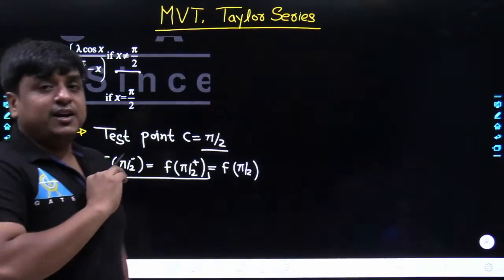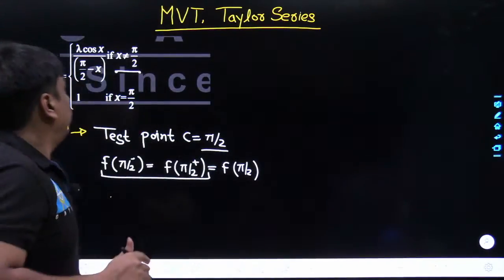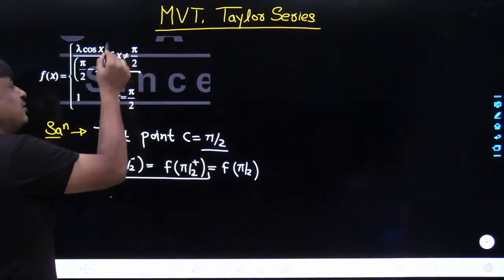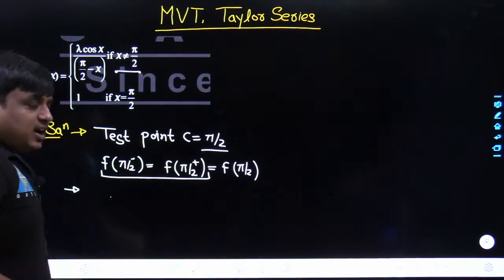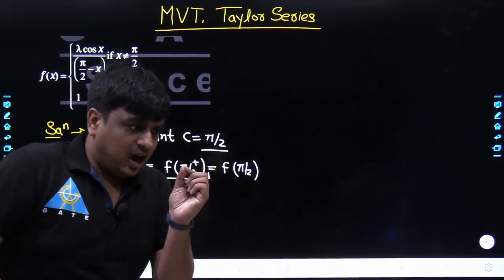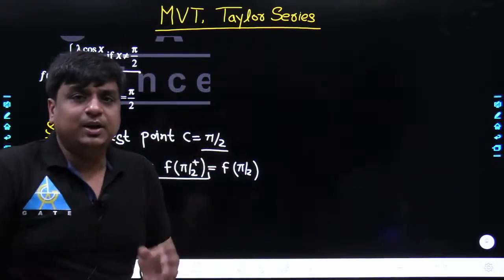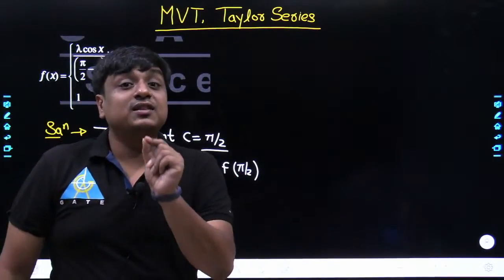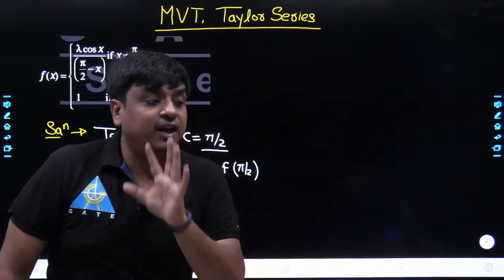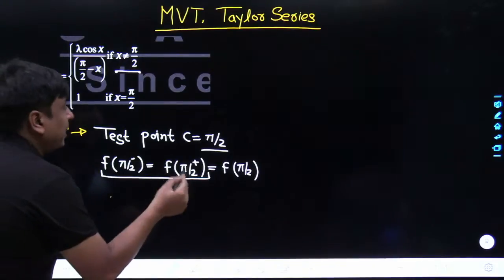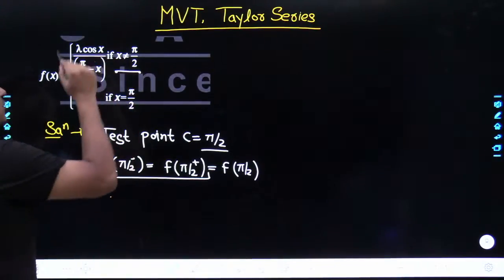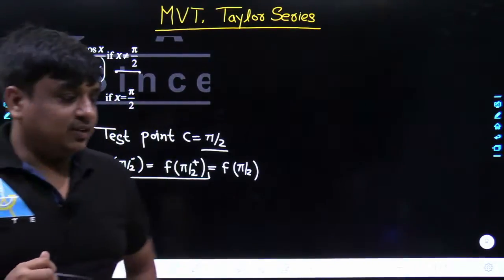And I can say one thing, obviously pi by 2 minus and pi by 2 plus are the points before pi by 2 and after pi by 2. What does that mean? That means exactly it's not pi by 2, and hence the values of f of pi by 2 minus and f of pi by 2 plus have to be asked from the first function itself.